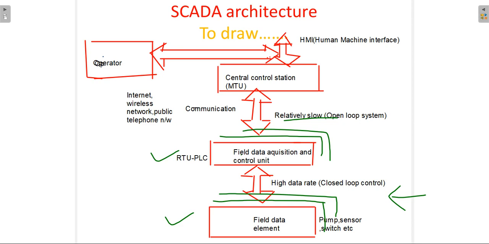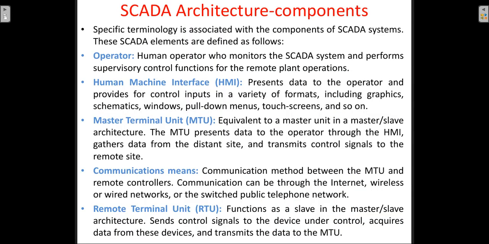You have the field data element, the field data acquisition and control unit, which is also called the remote terminal unit, could be the PLC. Then you have the communication channel, the central control station, the MTU, then your human machine interface or the operator on the other side. Now if you keep this diagram at the back of your mind, you can see what exactly are the individual tasks of each component, and the specific terminologies associated with the components of the SCADA system. I am starting from the top here.